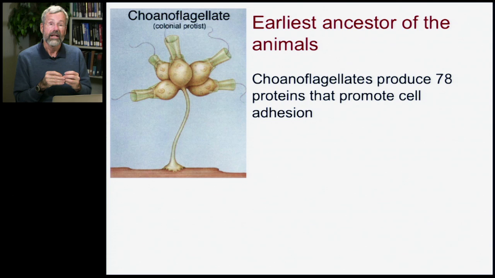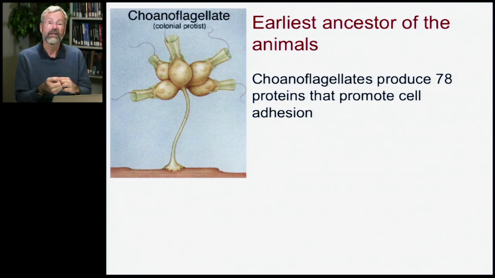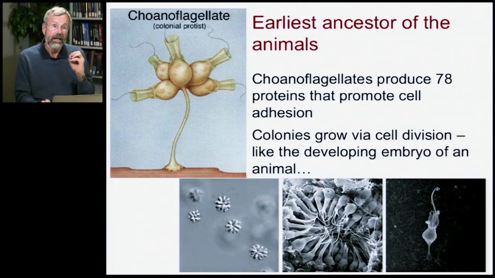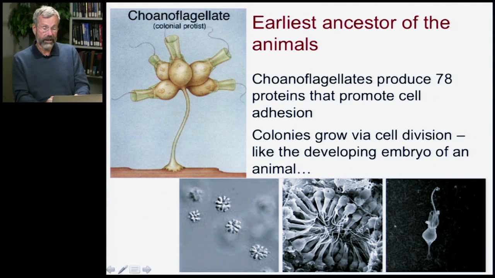And it turns out that the ability to form a colony is really important to the biology of this very simple organism. And they produce 78 different proteins that promote cell adhesion, because how well these cells can stick together determines how well they can move around and manipulate their environment in their quest for food. In choanoflagellates, the colonies grow by cell division, so they actually just add new cells to an already pre-existing colony. And so this looks a lot like the embryo of an animal in its very, very earliest forms, with a number of different cells stuck together.